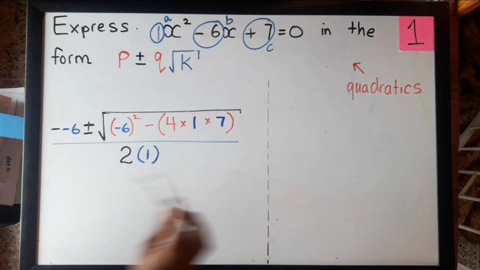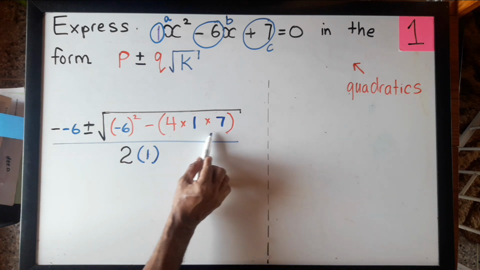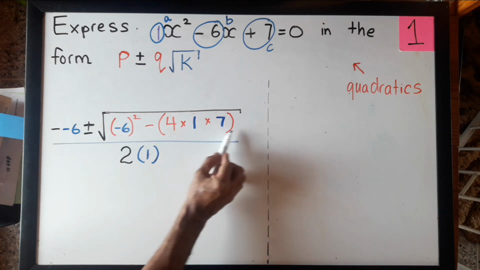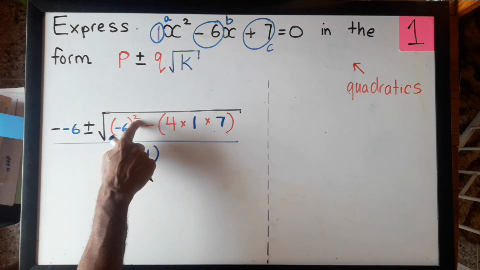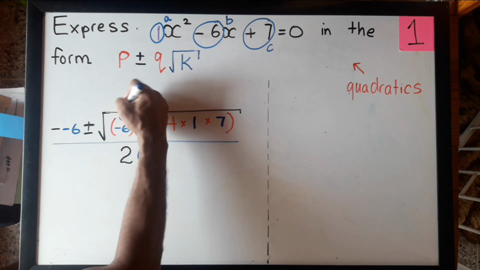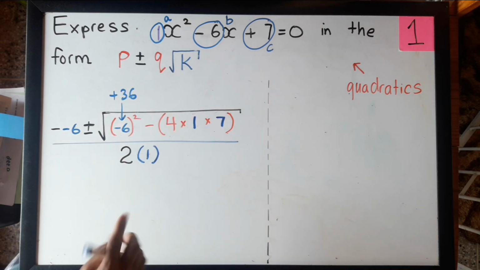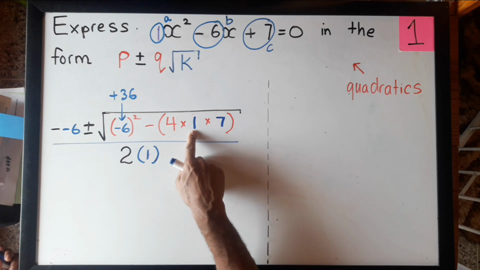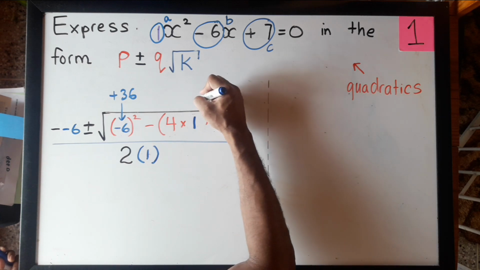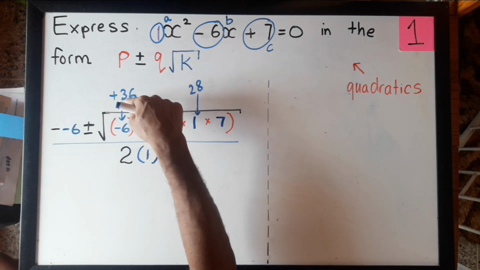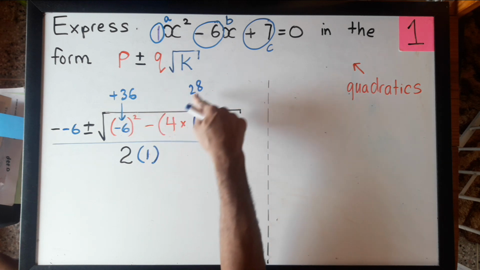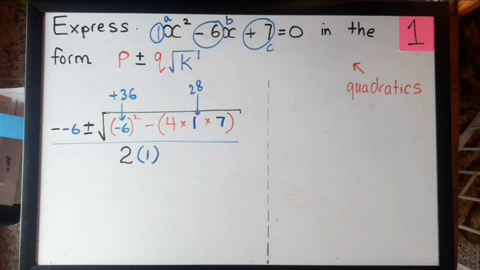In my previous videos, I told you that if you're working this out, you should probably work out this piece first, from here all the way to here, and then square root. Now it should be pretty easy to do this piece here. Minus 6 squared is positive 36. So over here we will get positive 36. 4 by 1 is 4. 4 by 7 is 28. So over here we get 28, but it's a normal positive 28. So we have 36 minus 28. Well, 36 minus 28 should be 8.